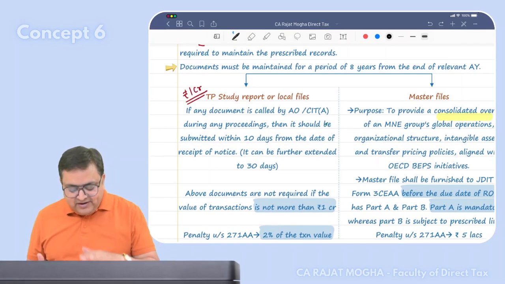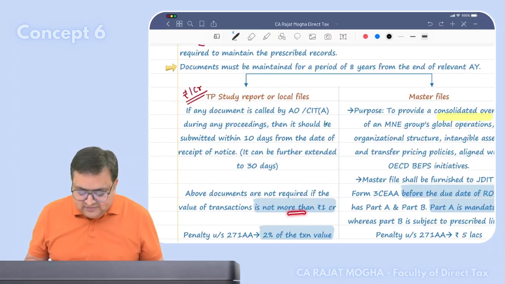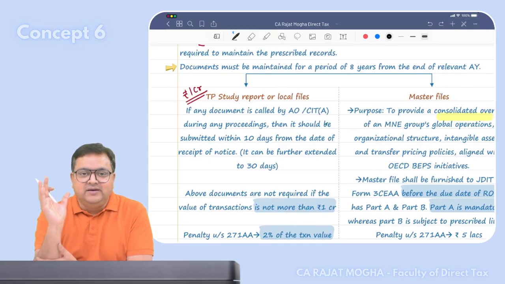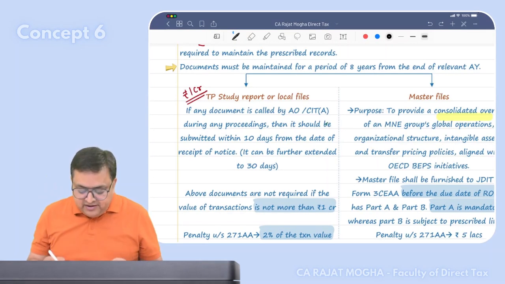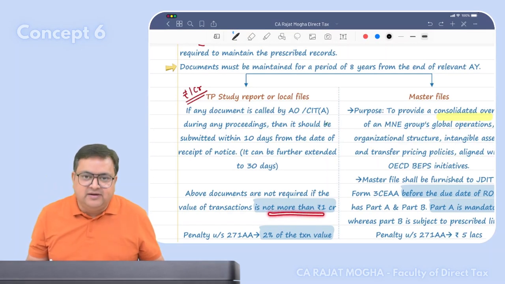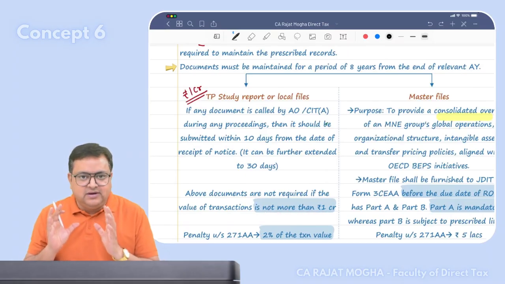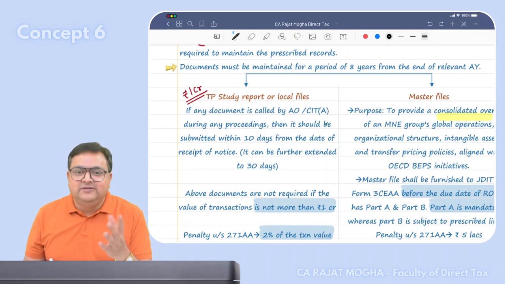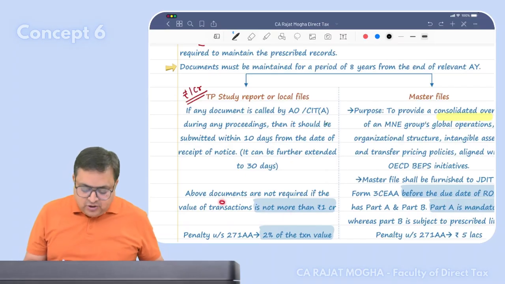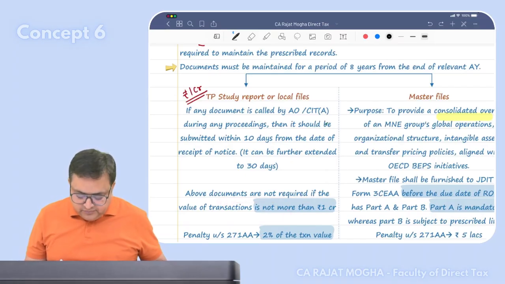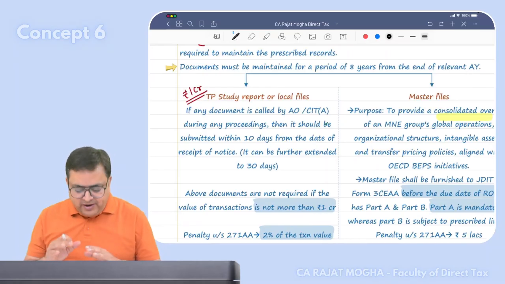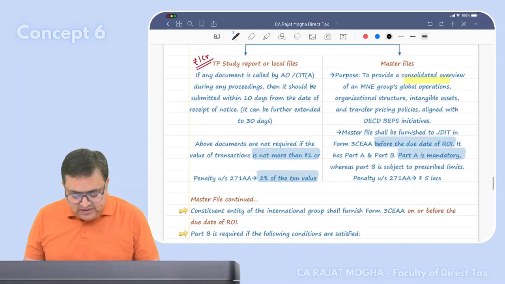But here, even if your international transactions exceed rupees 1 crore. Obviously, if your value of transaction exceeds 20 crores, you always have to maintain this TP study report. But in international transactions, if it is more than 1 crore, right? So commonly you can understand it as 1 crore, because for domestic it is obviously more than 20 crore, and only then it will fall under the category of specified domestic transaction. Okay. So the above documents are not required if the value of transactions is not more than 1 crore, but if it is more than 1 crore, then it is required.